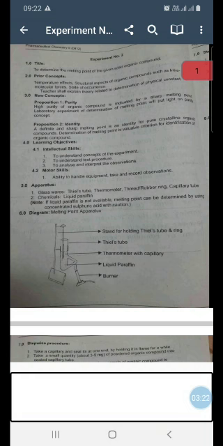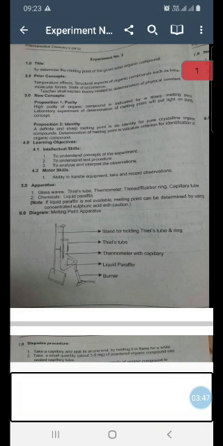Now, for determining melting point and boiling point manually, I am saying this because nowadays automatic melting point apparatus are also available, which we call digital melting point apparatus. But in our laboratory, we will be carrying out the melting point and boiling point determination manually, not digitally.